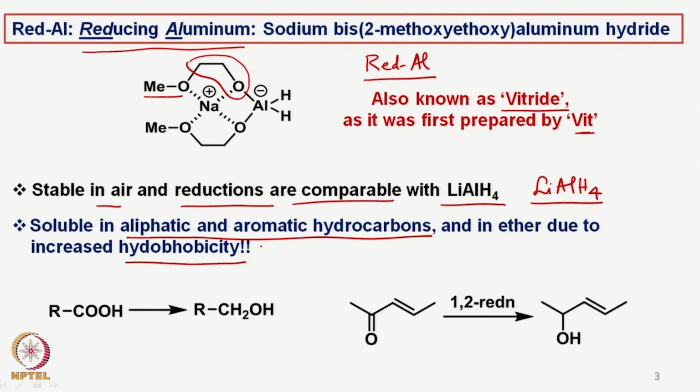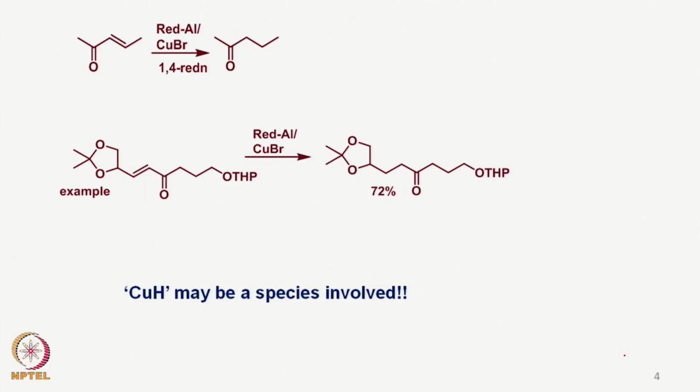Now, this Redal allows reduction of acids to the corresponding alcohol, similar to the reductions with lithium aluminum hydride, and also allows in a similar way reduction of alpha beta unsaturated ketones to the corresponding allylic alcohols. And Vitride is also available as a solution in the market, and therefore one can easily take it and use it for reductions of various kinds. We will also see how further things can be done.